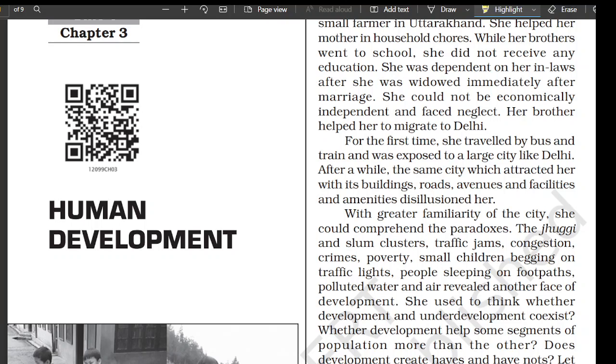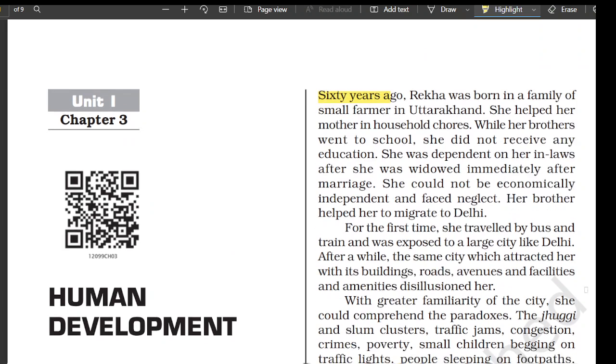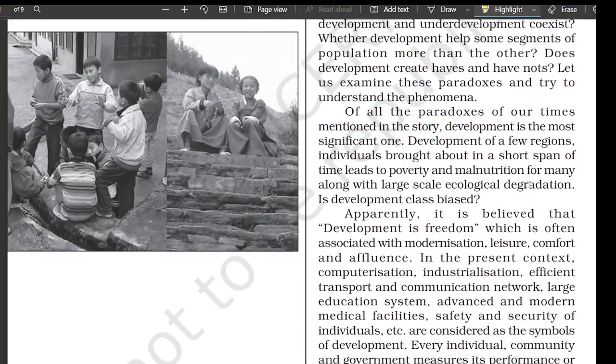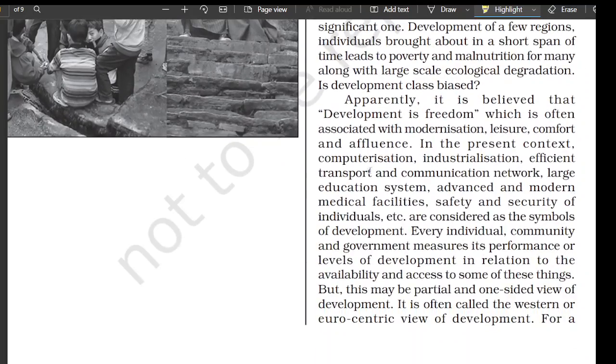Hello everyone. So let's start with chapter number 3 of human geography, and this chapter is about human development. There is a very small story, and let's skip the story and start with the chapter.